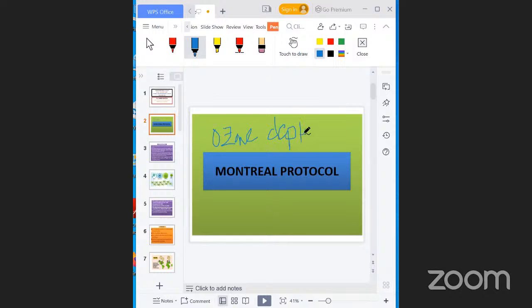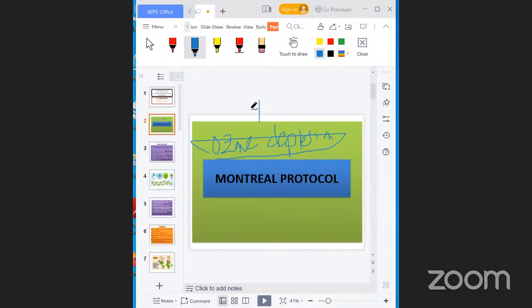I already told about this depletion, so once again, we'll repeat. Ozone depletion is the significant reduction of total ozone present in the atmosphere. It is due to the reaction of O3, ozone, with ozone depleting substances, that is called ODS, ozone depleting substances, right?